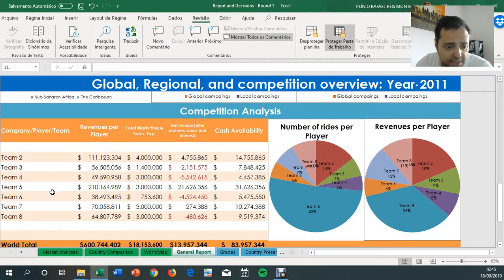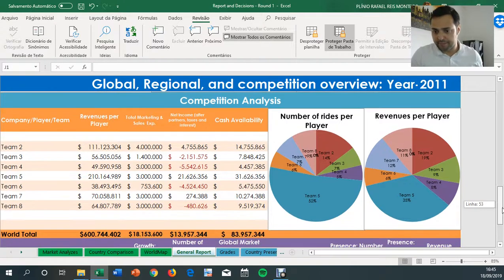And also you can see the team 5, they received $210 million, but in the end they have $21 million of profit. And also the cash availability means the amount of money that you have to spend for the next rounds. So we have some companies having profit, and other companies are losing a little bit of money, but don't worry, in the first round, it's not expected to win a lot of money in the competition.